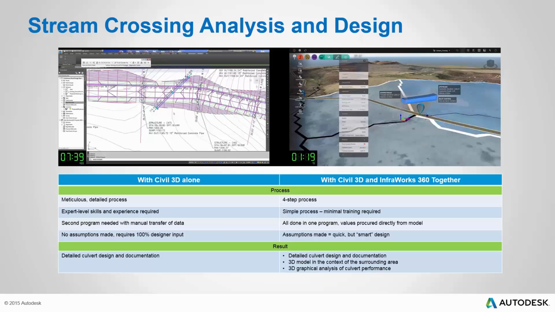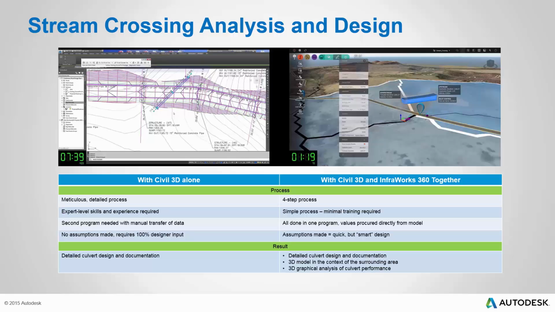And then finally, with Civil 3D alone, it's 100% design driven, so there are no assumptions made, and it's an environment where the designer is expected to have full control over the design. Whereas in InfraWorks 360, we're looking for something quicker and rougher, but smart, not just a pretty picture, based on some engineering principles, but with some assumptions made so that InfraWorks 360 can create something quickly.